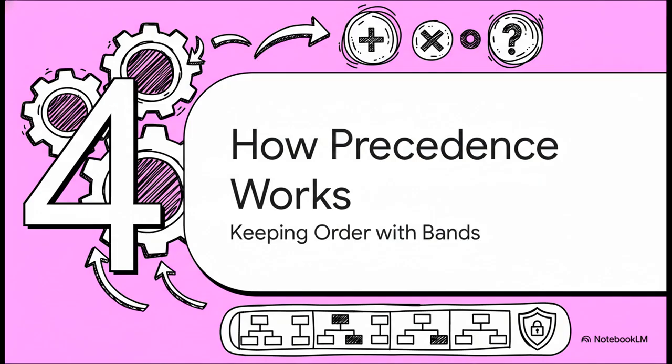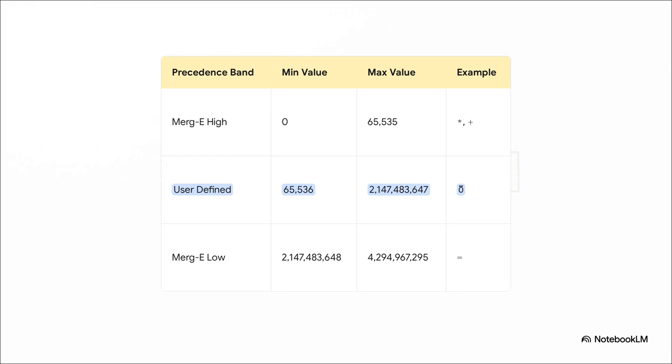It could get chaotic real fast. This is where Merg-E's precedence system comes in, and it's all about safety. The way Merg-E handles this is super clever. It uses these things called precedence bands.